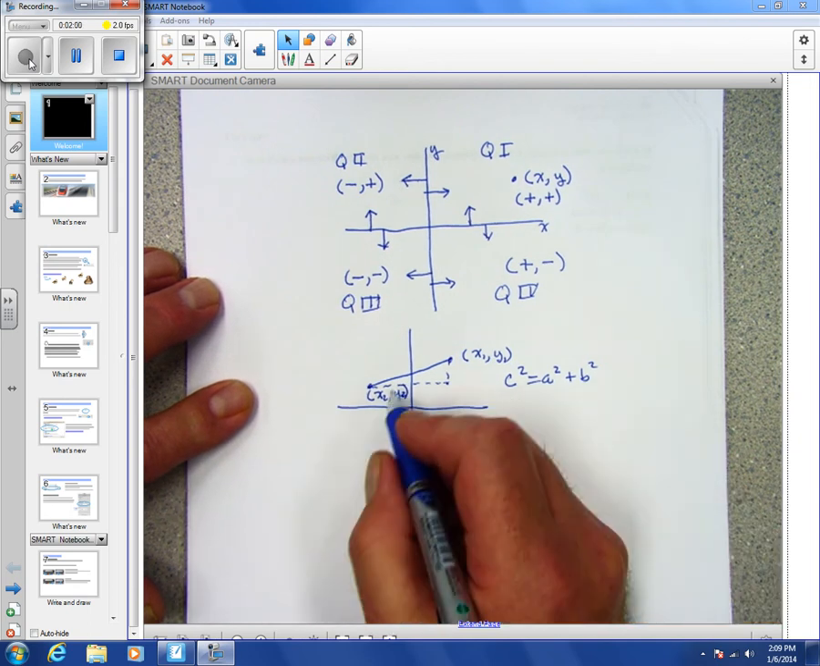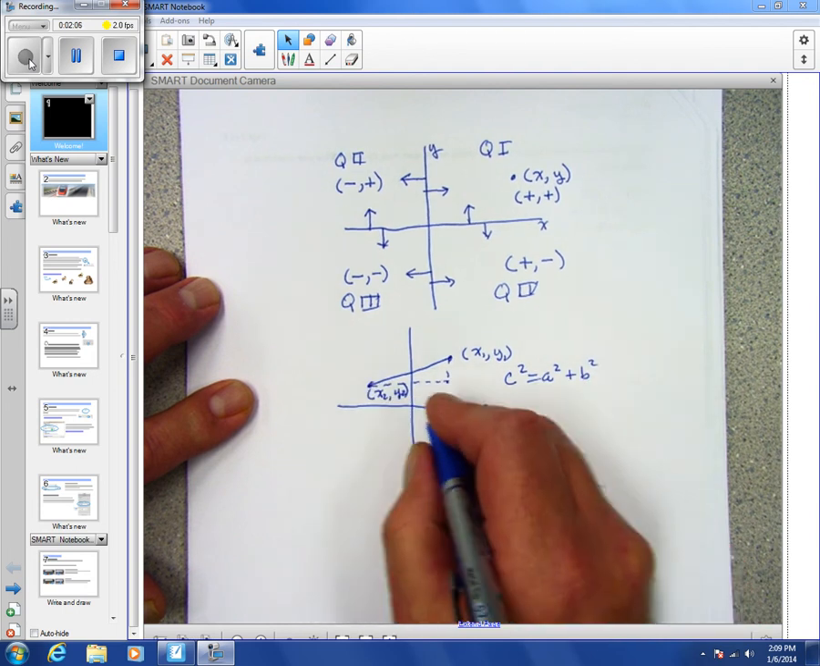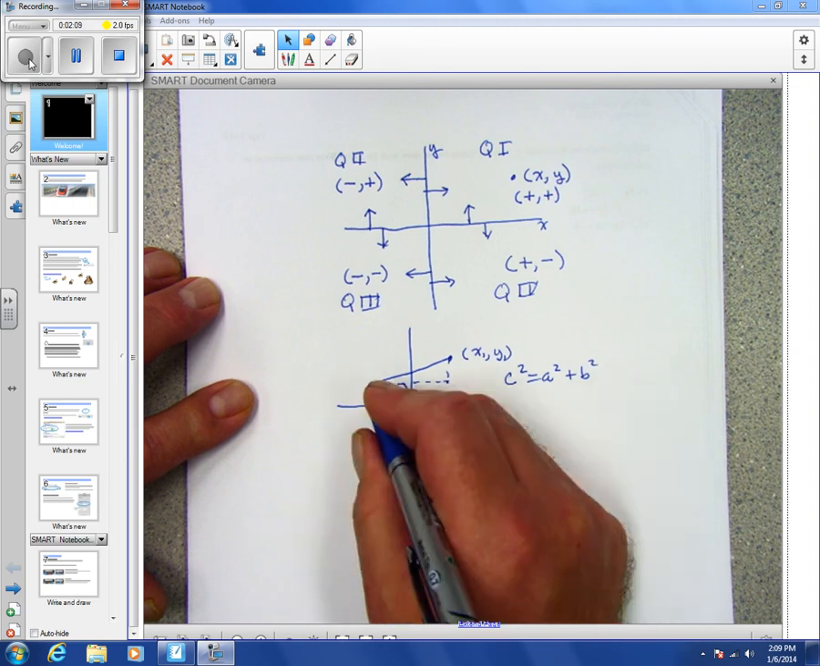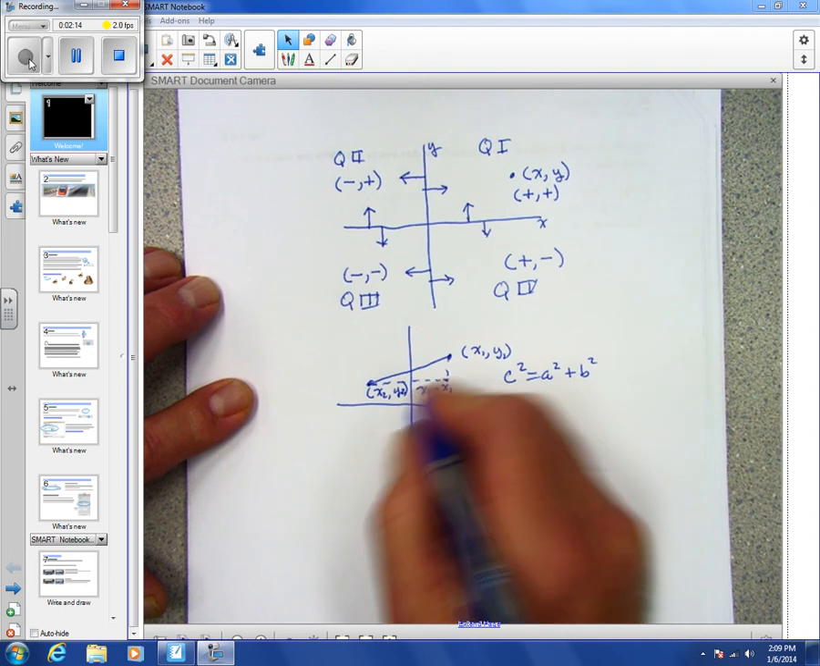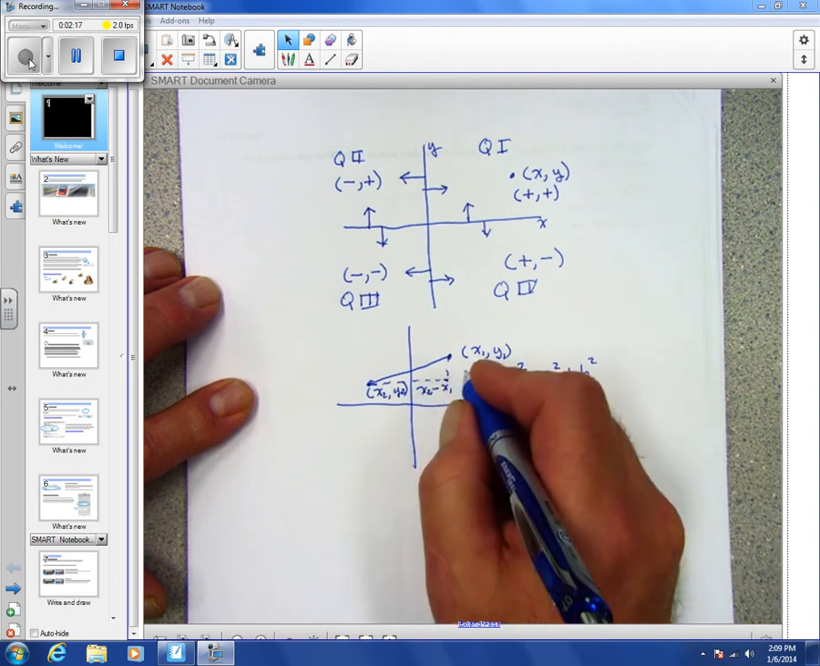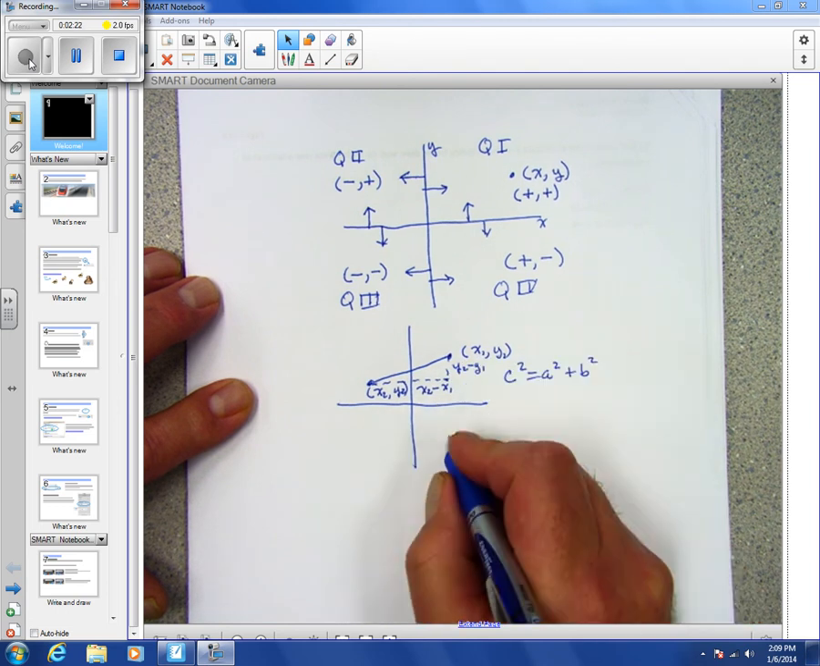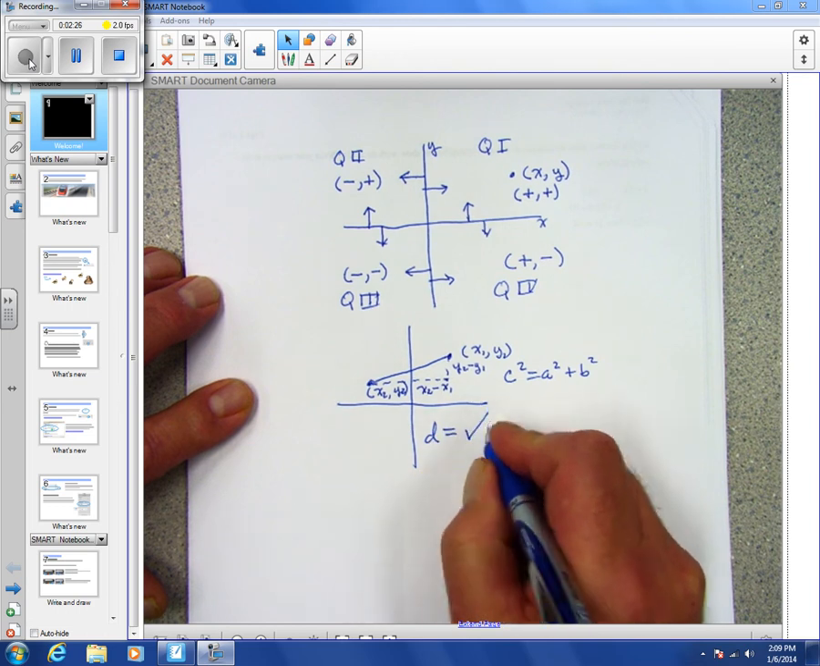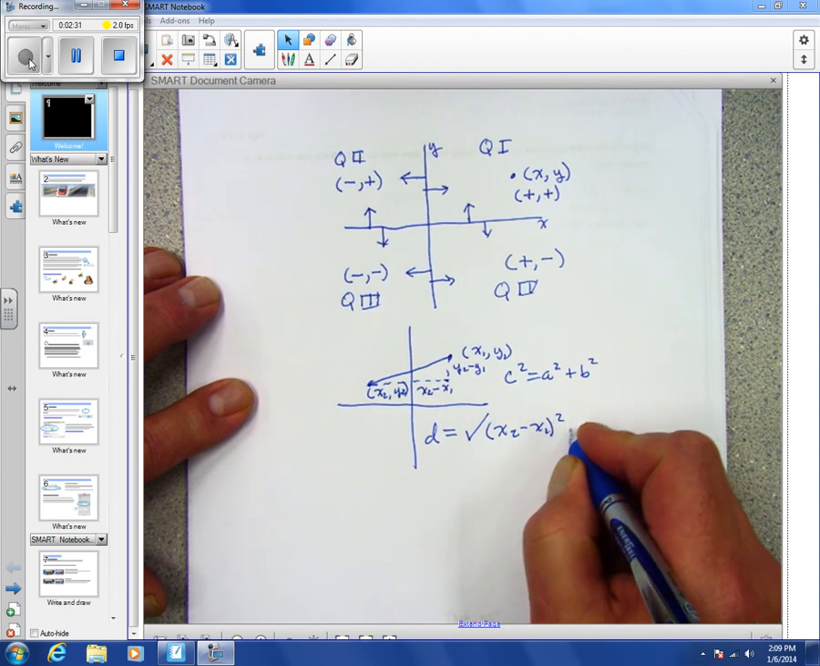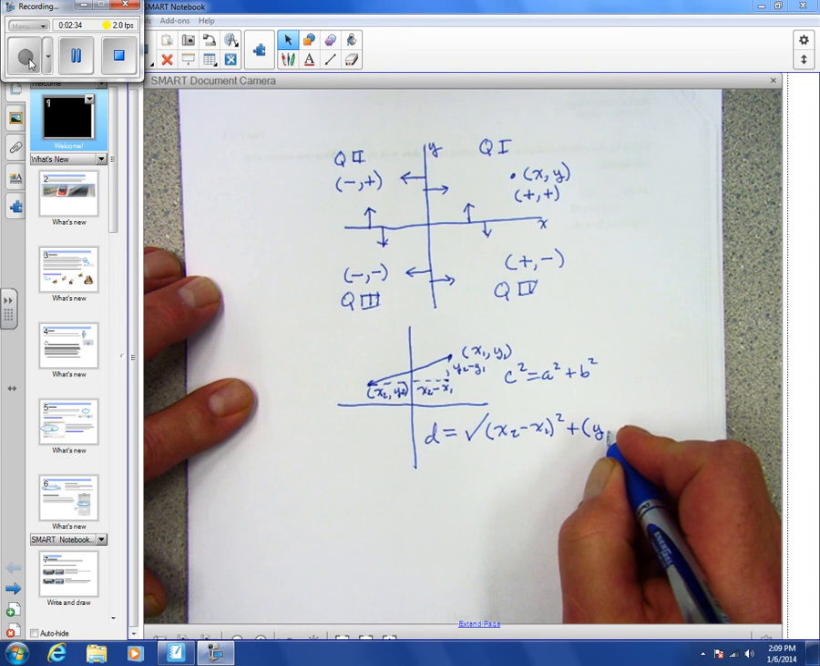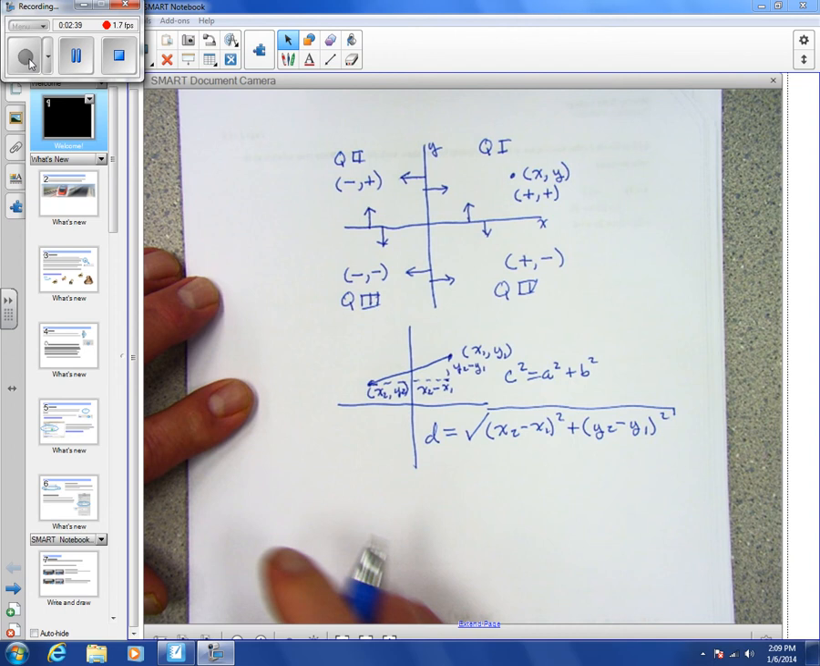C is the hypotenuse, and if you look at this, the distance between these 2 points is the hypotenuse of a right triangle. So the length of this leg is going to be x2 minus x1, or x1 minus x2. We're going to square it, so it doesn't matter what order we put them in. We can say this is y2 minus y1 for this other leg. So the distance is going to be the square root of x2 minus x1, quantity squared, plus the quantity y2 minus y1, quantity squared. That's your distance formula, and that's where it comes from.